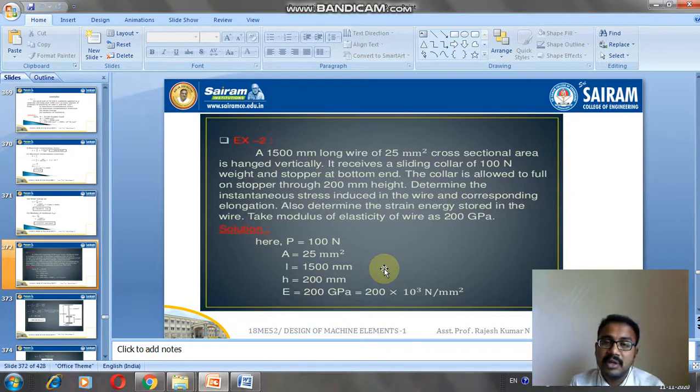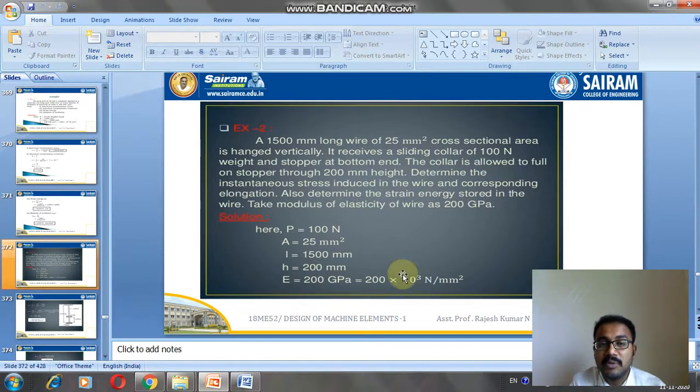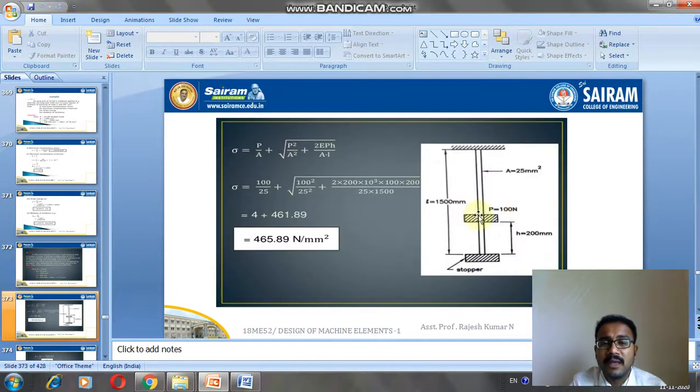So this is very similar to the previous problem. So let me write down the given data. So the load is 100 Newton and area of cross section directly given as 25 mm square. And length of the wire is 1500 mm. And height, falling height is 200 mm, and Young's modulus is 200 into 10 power 3, gigapascal to the Newton per mm square. So the conversion is into 10 power 3 Newton per mm square. And let me go with the direct formula, since the falling height and all other things are given.